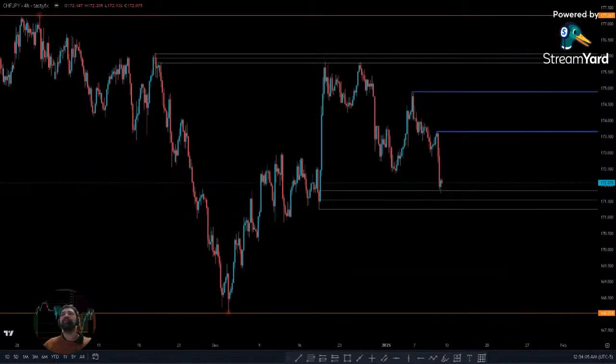CHF JPY, one of the cleanest setups out here, exactly on the order block right here. It's a first time touch, so we might start getting a reaction on the upper side, or it can give us a small scalp on the bullish side, but most probably things can move on the downside like that.